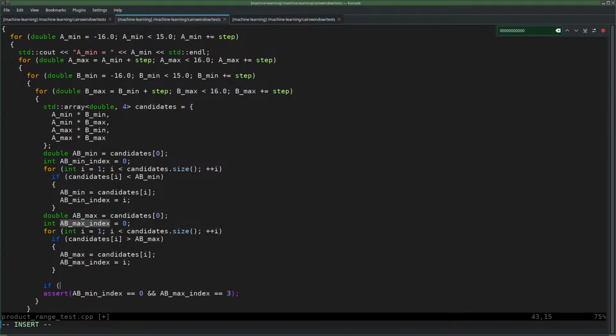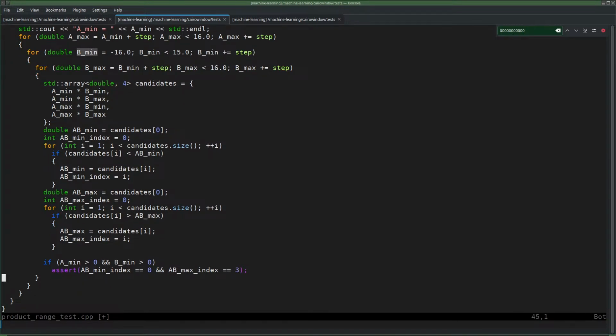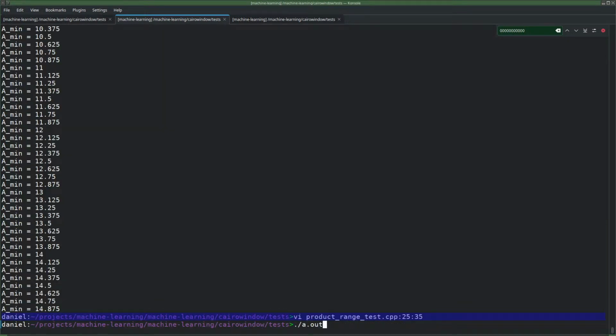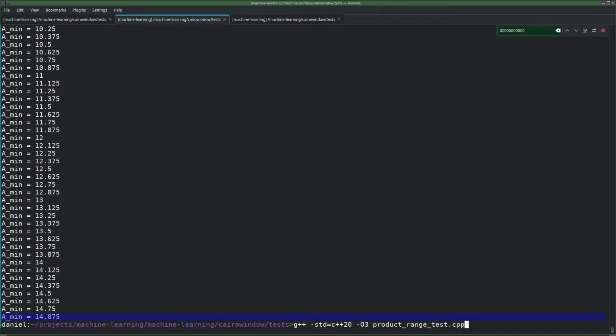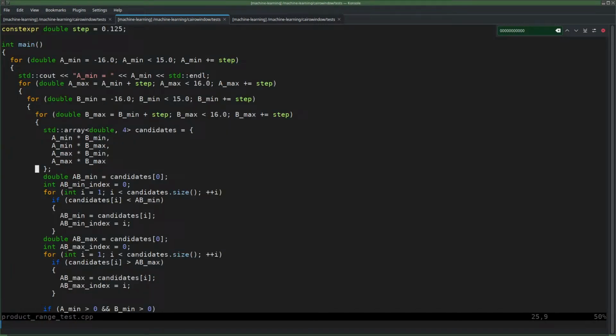But this then only holds if this is larger than 0 and this is larger than 0. And that is true. Yeah.